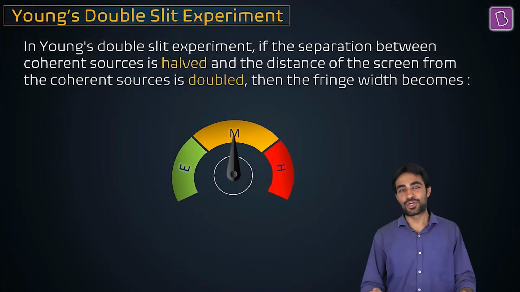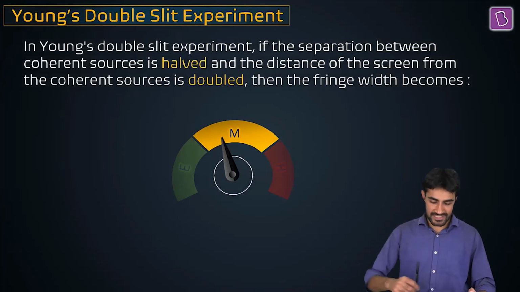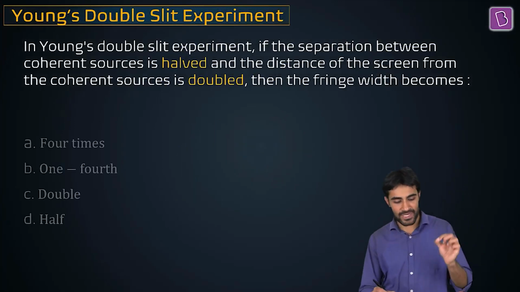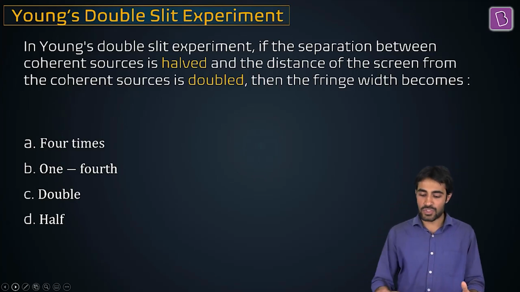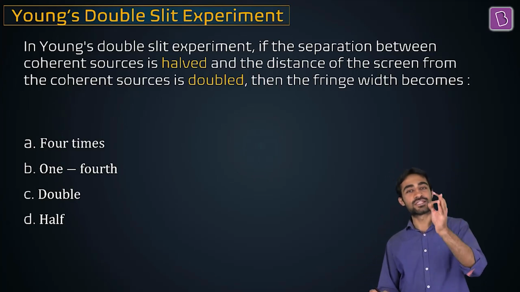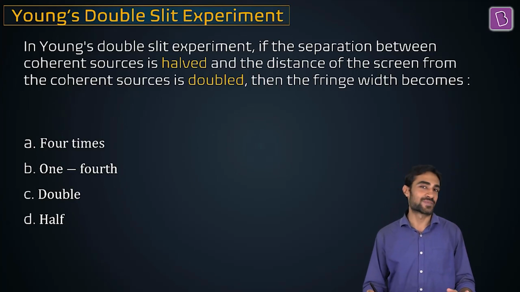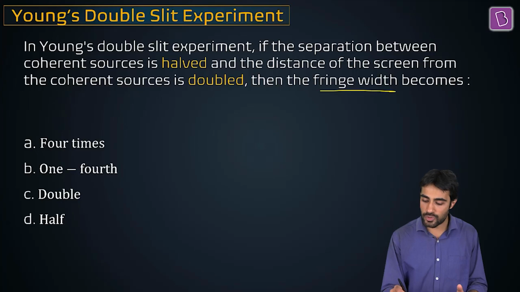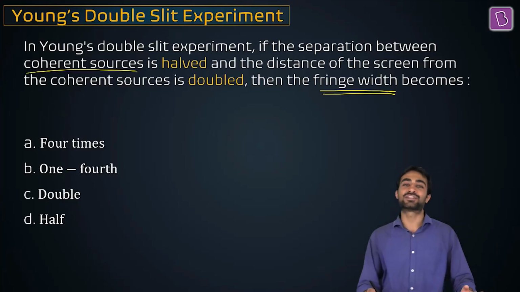Here is an interesting question on Young's double slit experiment. In Young's double slit experiment, if the separation between coherent sources is halved and the distance of the screen from the coherent sources is doubled, then the fringe width becomes. Wow. So the question is all about fringe width. And we have an interesting term, coherent sources.